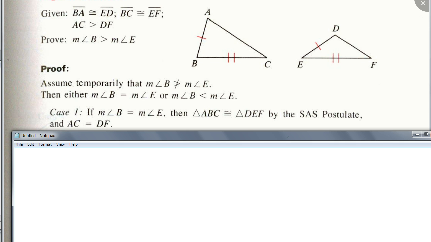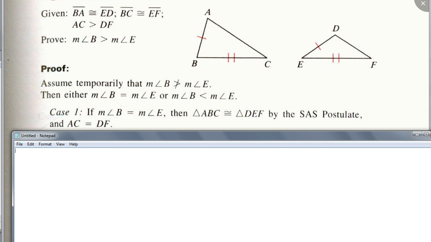Now, what's more interesting is if I let B be less than E, how are we going to get our contradiction? What happens as we assume temporarily that B is less than E? Okay, everybody discuss with your group. I'll give you a couple seconds. Brianna, what did you guys come up with? As soon as we let B be less than E, what happens?